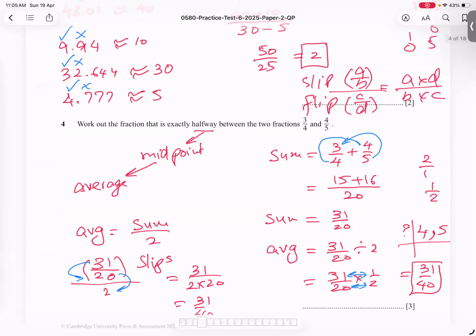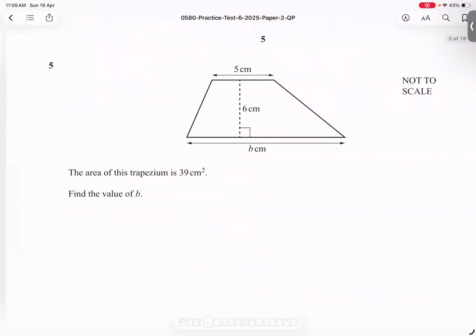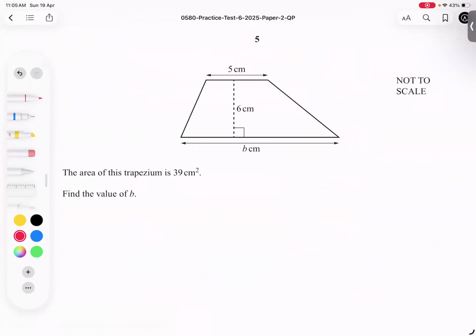And let's go for the next question, students. The next question is, what is he asking for? The area of the trapezium is given. So for area, we must have the formula. Area of a trapezium is a half into h into a plus b. And you must know the area is given, 39. So I'm replacing here 39. And what is the formula?